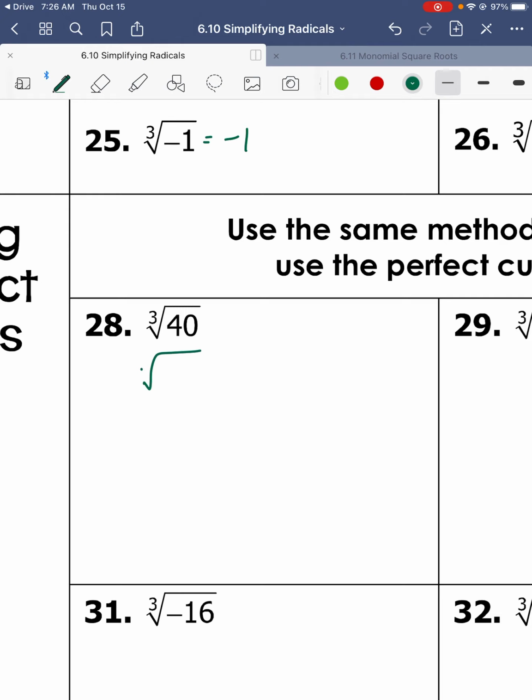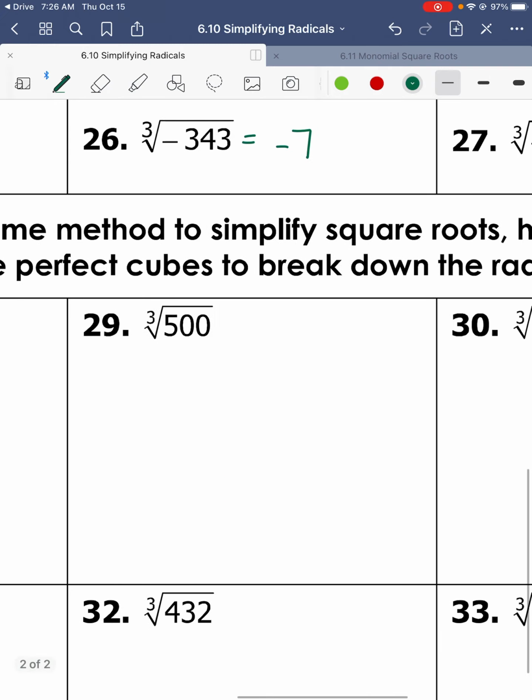So we can write this as the cubed root. So don't forget your index if you're not working with square roots. 8 times 5, okay? Then we'll split it up just like we did with the other type, the cubed root of 8 times the cubed root of 5. We can simplify this to 2. The cubed root of 5 does not simplify at all, so it's just 2 times the cubed root of 5. And that is that simplified.